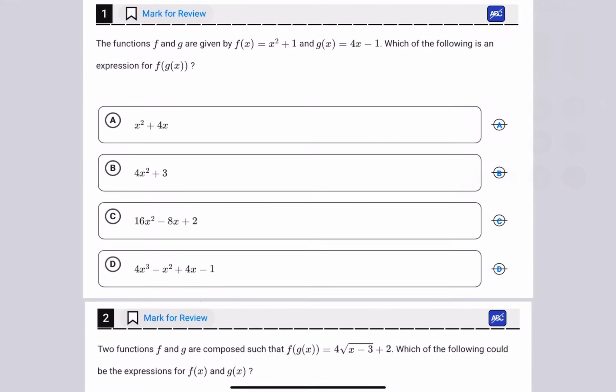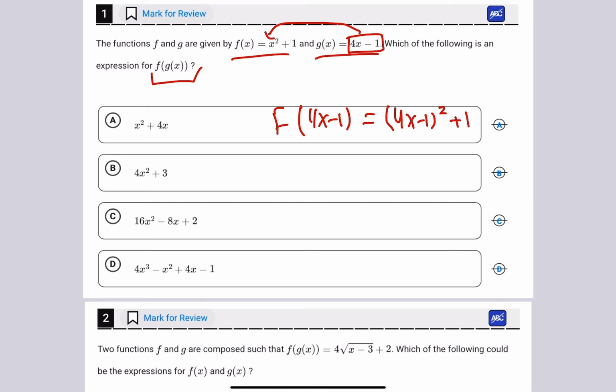So for this video, we're going to be solving composite functions. Starting with question number 1, we have f of x and g of x. We're asked to find f of g of x, which is f of 4x minus 1. We're plugging in 4x minus 1 into x, which means we're left with (4x minus 1) squared plus 1.